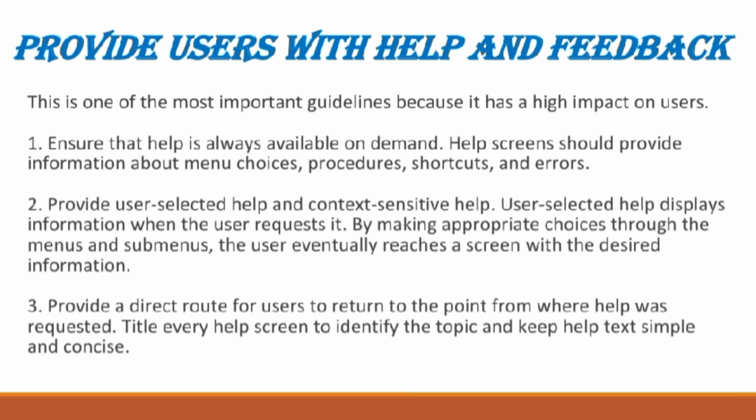Second is provide users selected help and context-sensitive help. User-selected help displays information when the user requests it by making appropriate choices through the menus and submenus. The user eventually reaches a screen with the desired information. So users should be able to ask for help when they want. The system should offer the right help based on where they are or what they are doing. This is called context sensitive.